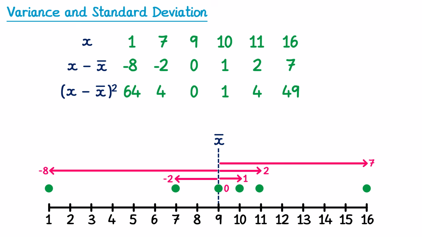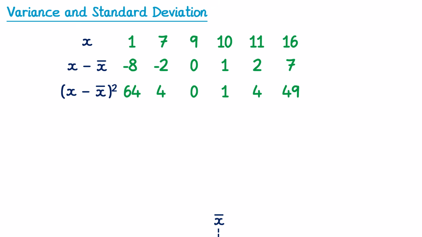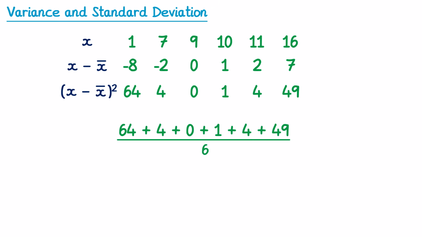So what we're actually going to do is find the mean of these numbers. So if we add all of these numbers together and divide them by how many there are, which is 6, we end up with this number here, 20.3 recurring. And this number is known as the variance. We give the variance the symbol sigma squared, where we use a lowercase sigma.